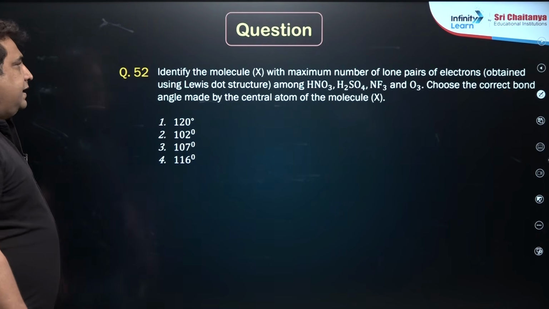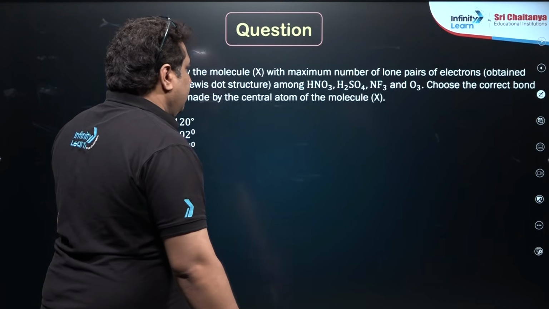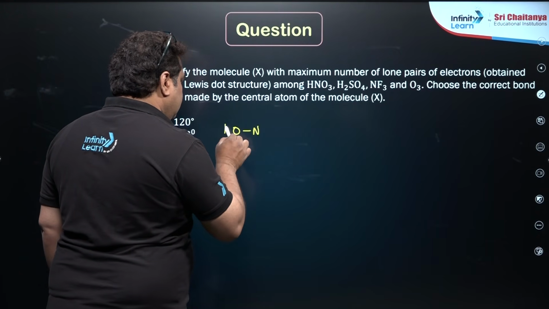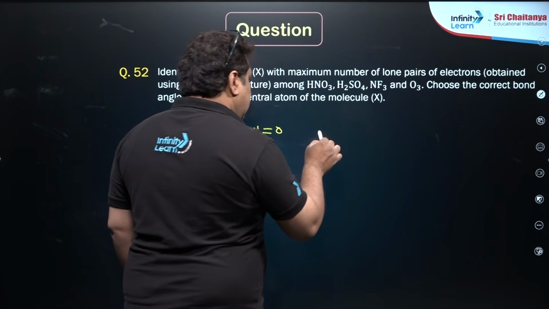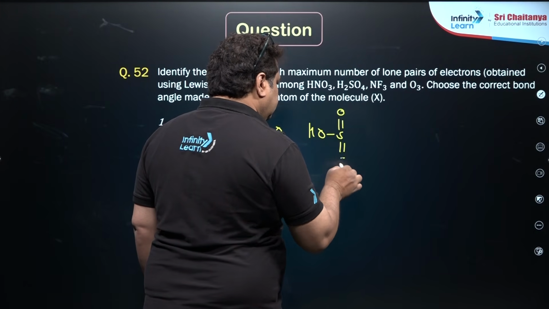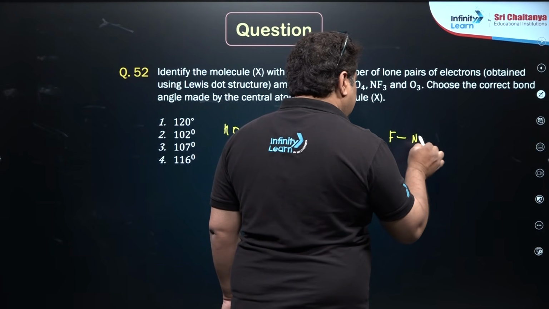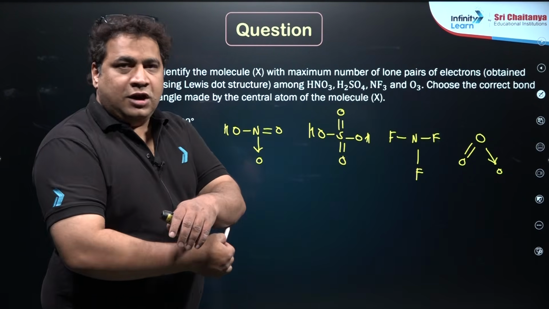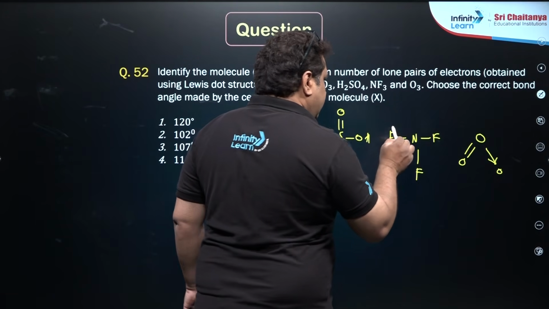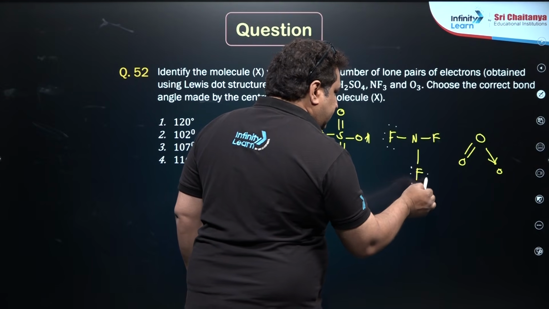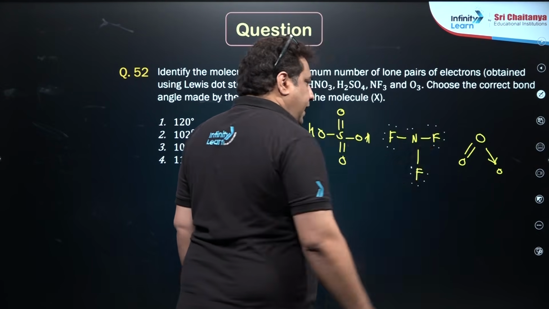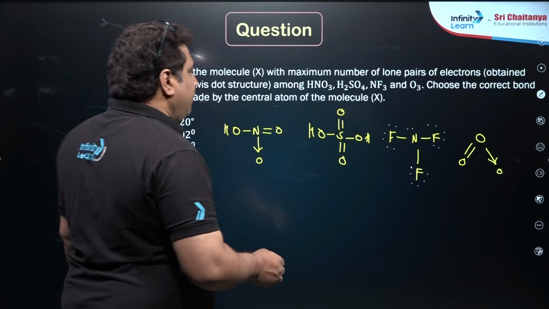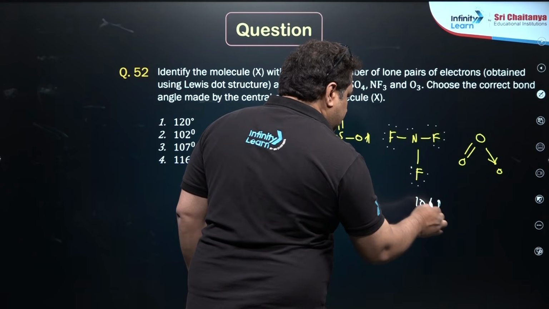Okay, dear students. Identify the molecule X with the maximum number of lone pairs. So everybody should know that if you draw the Lewis dot structure for nitric acid, HNO3, sulfuric acid, NF3 and ozone. So everybody should know that halogens have more lone pairs, and now if you start calculating 1 2 3 4 5 6, 1 2 3 4 5 6, here 1 2 3 4 5 6, the highest you will get in NF3 only, okay. Maximum number of lone pairs, so 3, 3, 3, 9, 10 lone pairs will be there. In others you will not find.